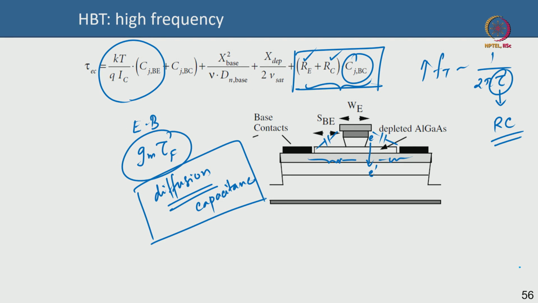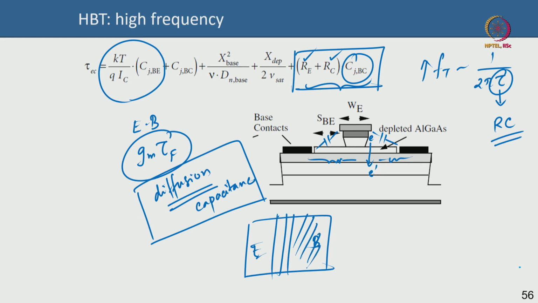So, in principle the FT of an HBT could be very, very high, but in reality it is not as high as you may expect, because the diffusion capacitance can become significant. It is a forward bias junction. In the emitter base junction, you have minority storage in the base and also minority storage in the emitter. This minority storage gives rise to the diffusion capacitance in a forward bias PN junction, and that could be significant.